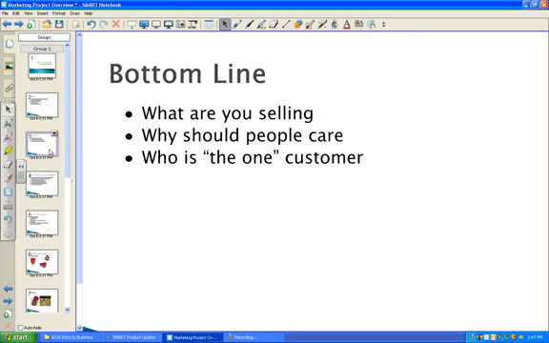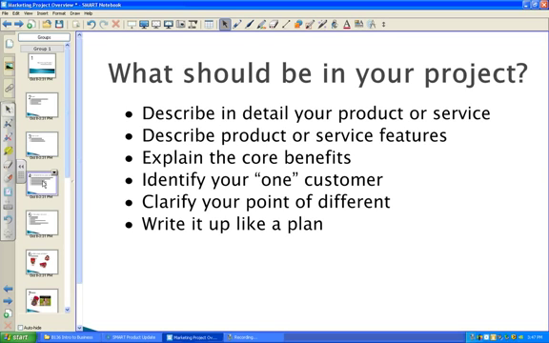Bottom line, when you're doing a marketing plan, what you're trying to do is explain to someone what you're selling, why people should care, and specifically why one particular profile of customer should care. So let's get started. What should be in your project? Basically what I just described, but here's a list in detail.